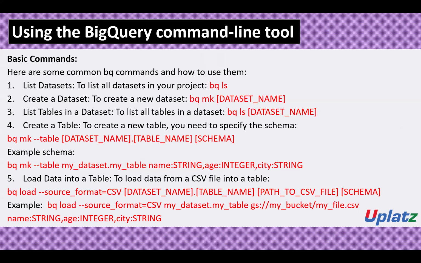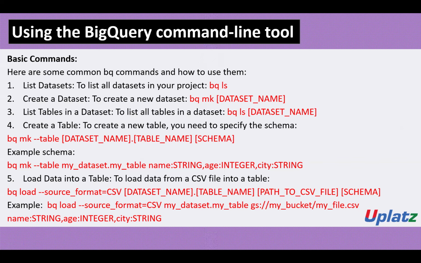Similarly, to create a table, you just have to specify the schema. For example, bq mk --table, then dataset name dot table name, and then the schema. So for example, bq mk --table mydataset.mytable, and then name will be a string, age will be an integer, city as a string.